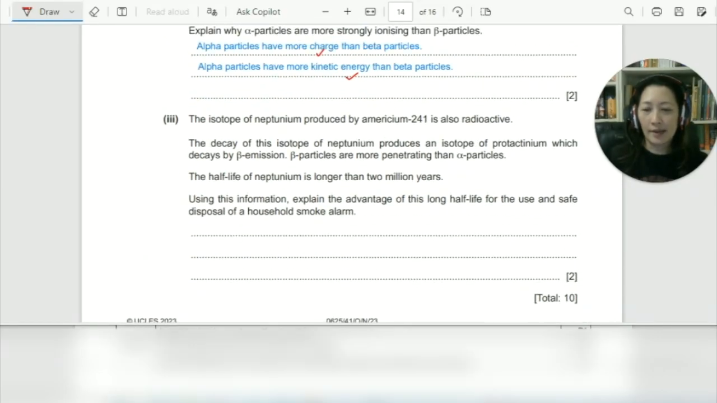For number 3, the isotope of neptunium produced by americium-241 is also radioactive. The decay of this isotope of neptunium produces an isotope of protactinium, which decays by beta emission. Beta particles are more penetrating than alpha particles. The half-life of neptunium is longer than 2 million years. Using this information, explain the advantage of this long half-life for the use and safe disposal of a household smoke alarm.